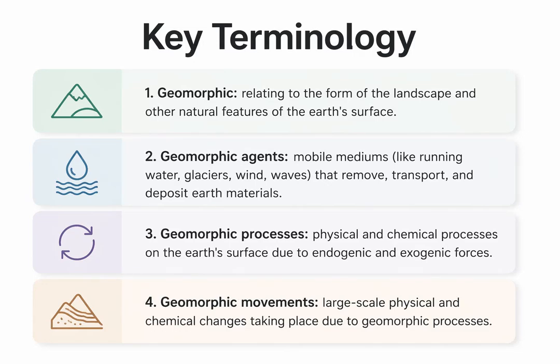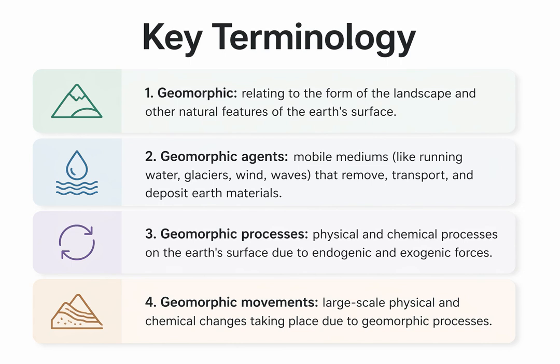Before we get too deep into the mechanics, let's establish some key terminology. The word geomorphic simply relates to the form of the landscape and natural features of the Earth. When we talk about geomorphic agents, we mean mobile mediums. Think of running water, moving glaciers, or strong winds that actively remove, transport, and deposit materials.